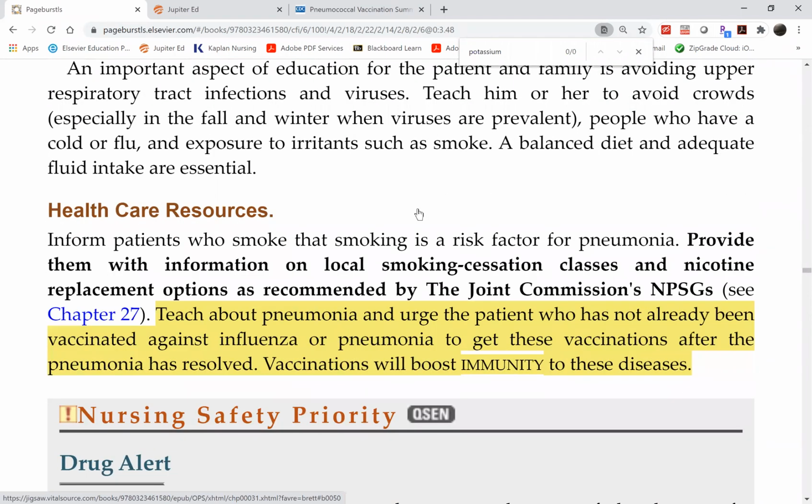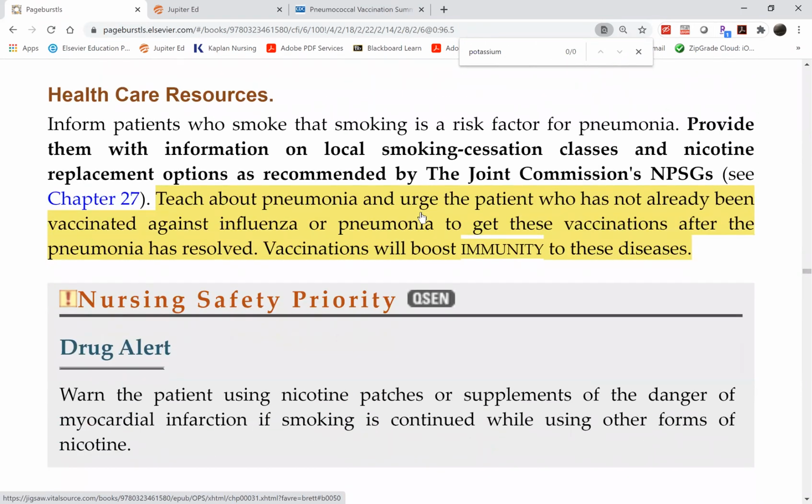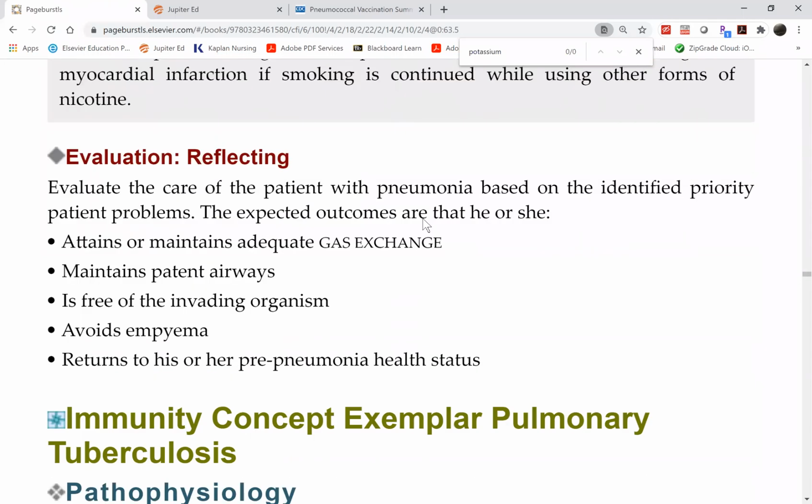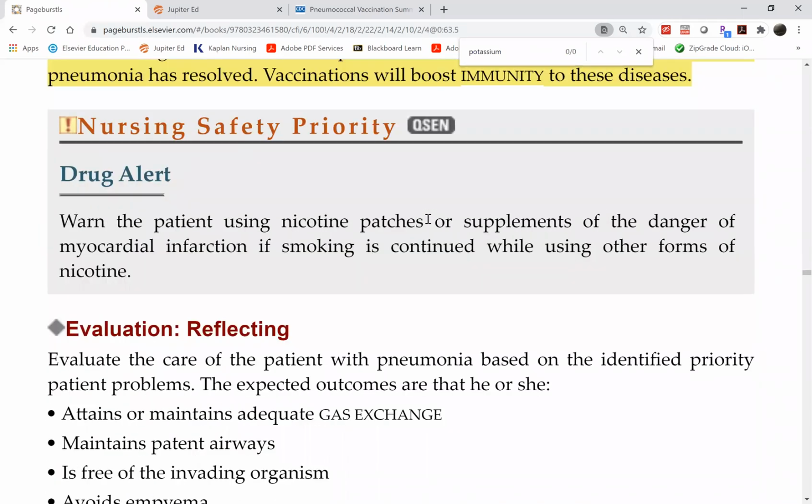And that's about it. The important thing, again, especially if they've had pneumonia, is to educate them on vaccination. Okay, so as patients get pneumonia, then the more they will need the vaccination. Any questions on pneumonia?